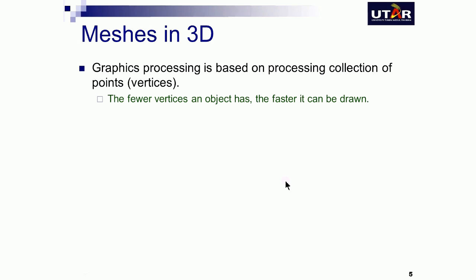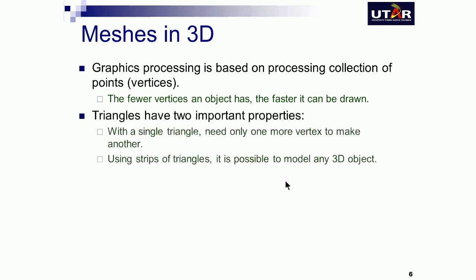So you want to maximize the speed at which they're drawn and also optimize the amount of memory that an object occupies when it's stored in the memory of your graphics card or in the main memory of your computer. To do this, we try to minimize the number of vertices or points that are used to represent an object. And with respect to these, triangles have two very important properties.